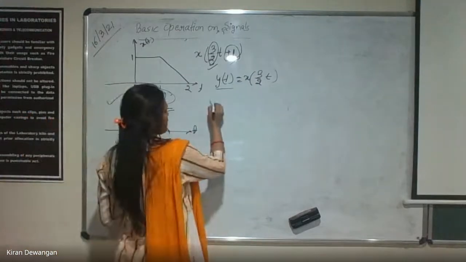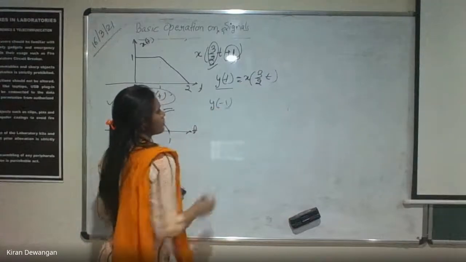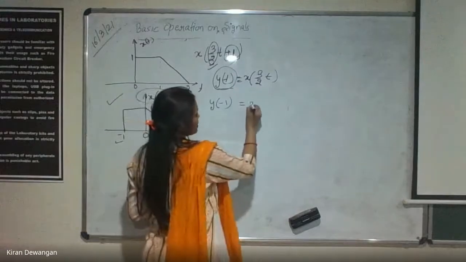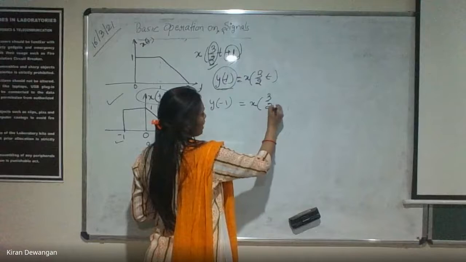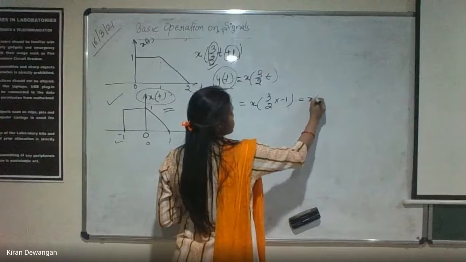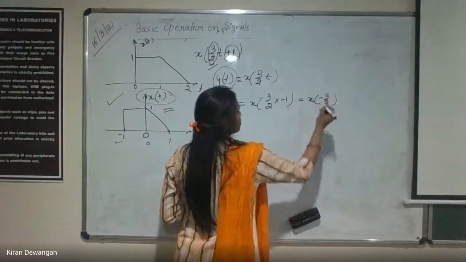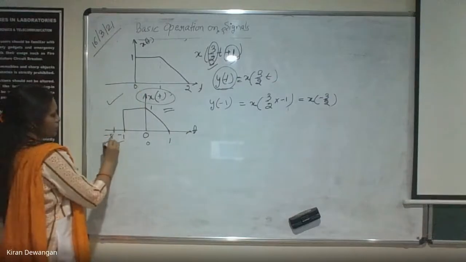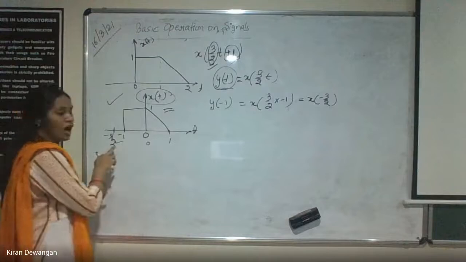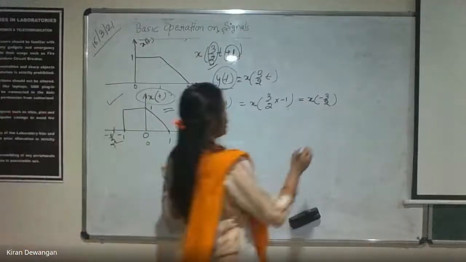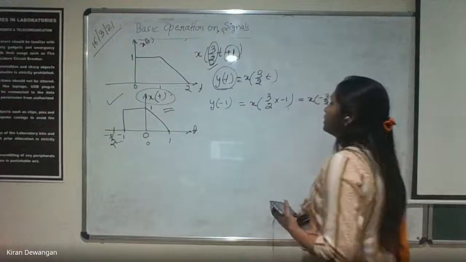So let us take y of -1. We have to plot y(t), right? So if I take y of -1, this will be x of 3/2 into -1. What will this be? x of -3/2. Do we have any value here at -3/2? Does anything exist here in x(t)? No, ma'am. No, we don't have any value here. So this is going to be 0.